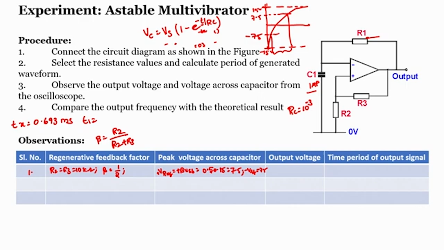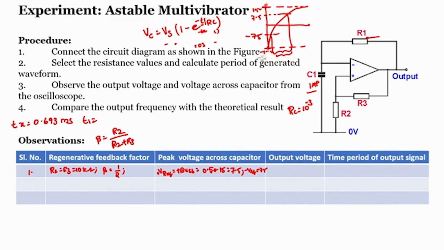So, we require to know the duration, but how do we calculate it? Suppose I consider the time taken for the capacitor to go from minus 15 to minus 7.5, and also calculate the time required for the capacitor to go from minus 15 to plus 7.5. If I subtract this value from this value, I will get the time duration of this, right.